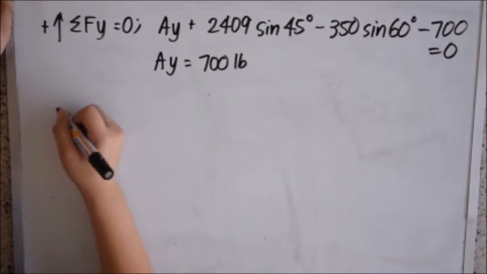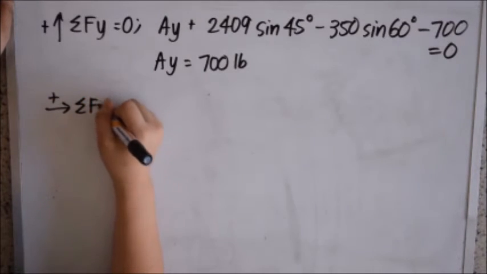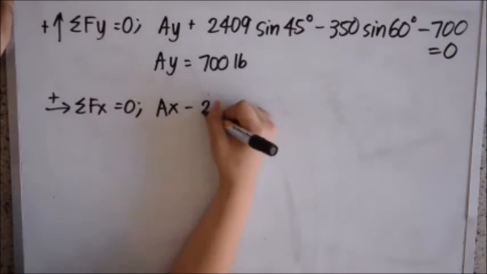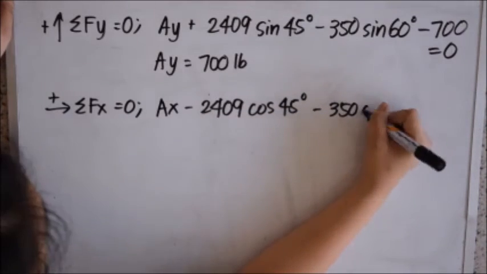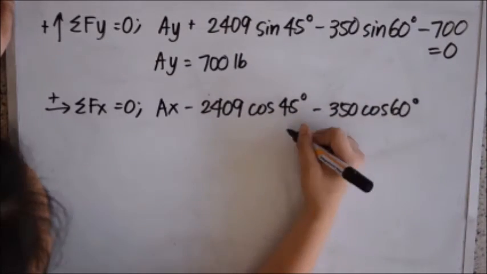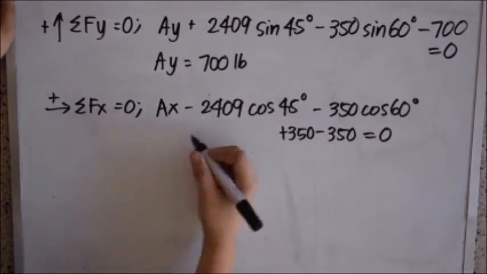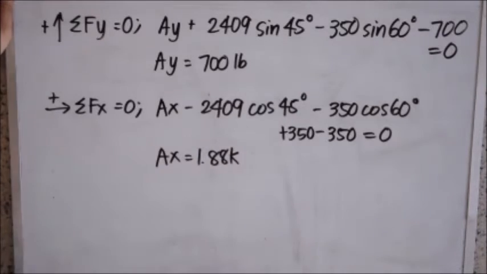Summation f of x naman para makuha yung horizontal reaction. So, magiging f of x is equals to 0. Ax minus 2,409 cosine 45 minus 350 cosine 60 plus 350 minus 350 is equals to 0. So, ang Ax natin is equals to 1.88 kips.